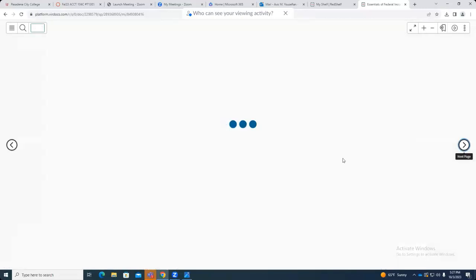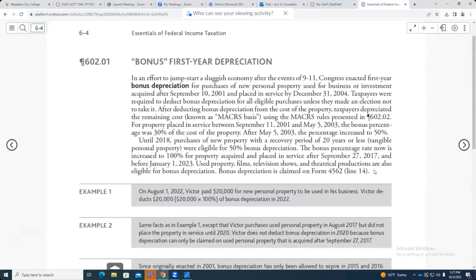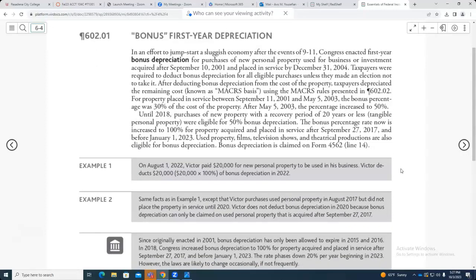Okay, let's go to some examples of where we will see. Okay, we have a bonus which came up in Congress. We call it bonus depreciation for purchase of new personal property used for business or investment purchased after September 10 of 2001 and placed in service by December 31st of 2004. So taxpayers were required to deduct bonus depreciation for all eligible purchases unless they made an election not to take it. So bonus depreciation is an election. You don't have to take it. You have to say, I elect to use that, or I elect not to use it.